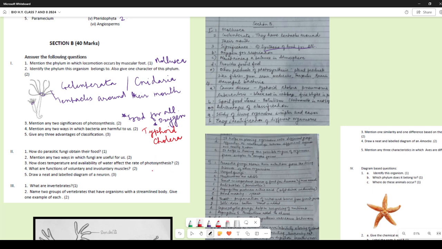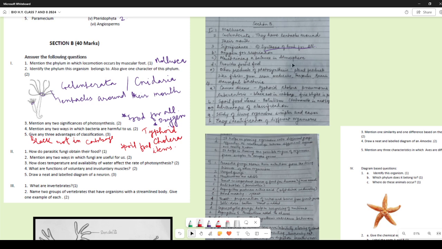So diseases that they cause in plants are like black rot in cabbage, and what else do we have? Fire blight in potato. So many plant diseases also they cause. Other than that, they can spoil the food items. Also, because of them botulism or food poisoning can occur. They spoil food items.